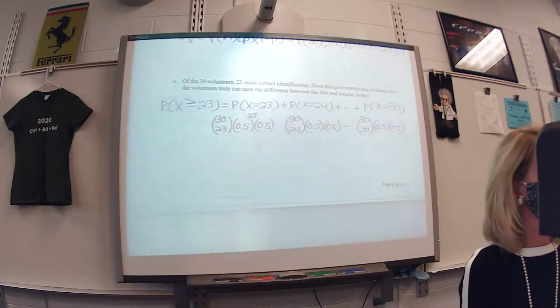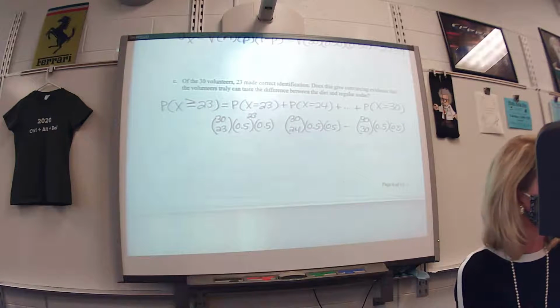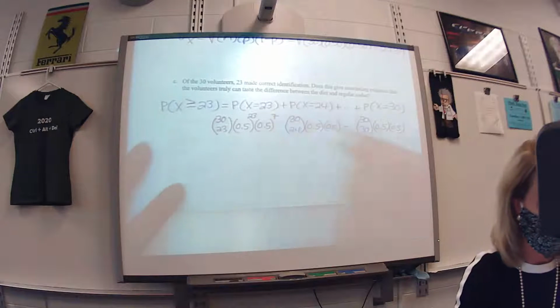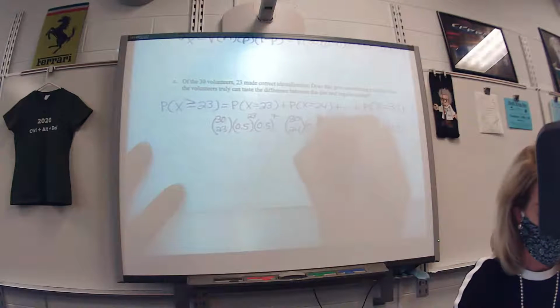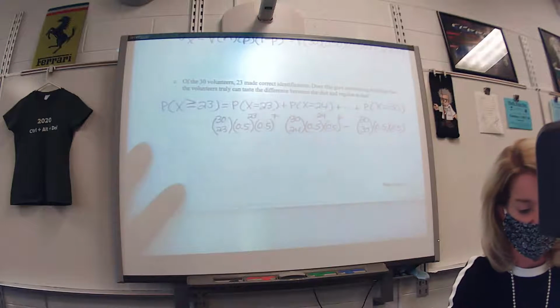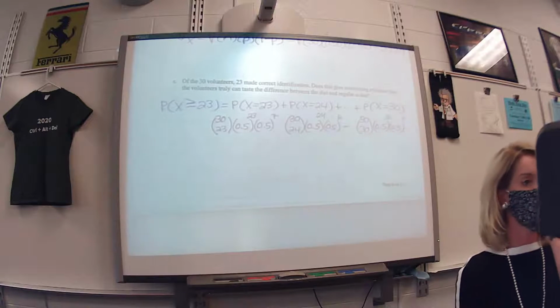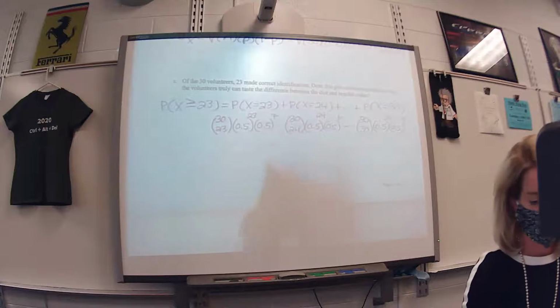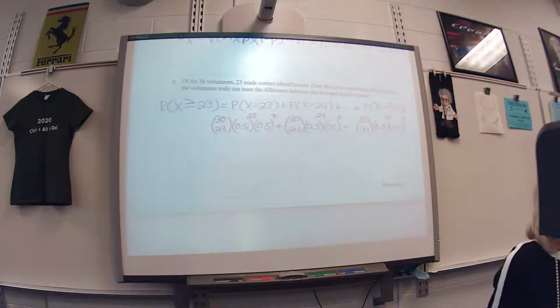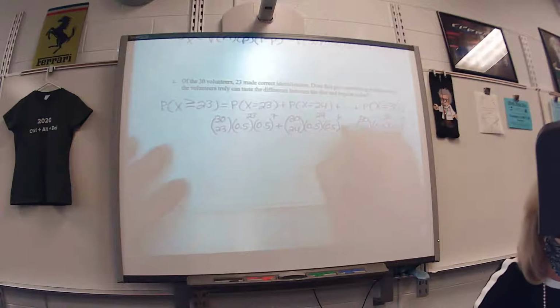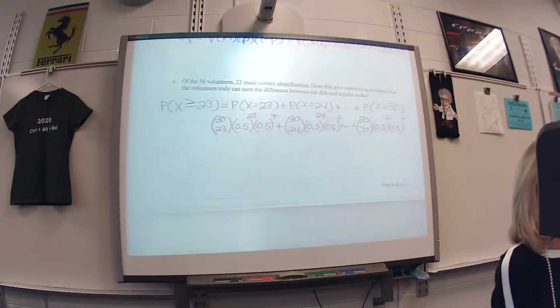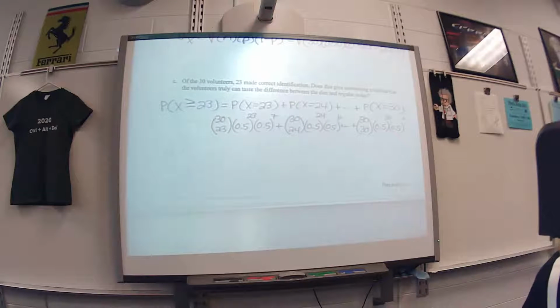So that's the first one. 23 of them got it right, which means 7 got it wrong. 24 got it right, 6 got it wrong. All 30 got it right, and nobody got it wrong. That's called a proper setup. There should be plus signs here too. That's called a proper setup. Now how you type it in your calculator, that's up to you.